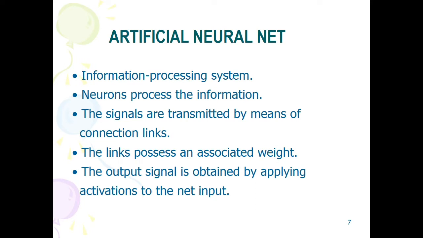The artificial neural network is composed of an information processing system, which is composed of neurons. The neurons have signals which are transmitted by means of connection links. The connection links determine how fast the signal is transferred. Next are the links, which are the most important, and which have associated weights, that is the synapse. The output signal depends on both the inputs and the connection links, and it is obtained by applying the activation function. This activation function mainly depends upon the number of inputs and the associated weights.